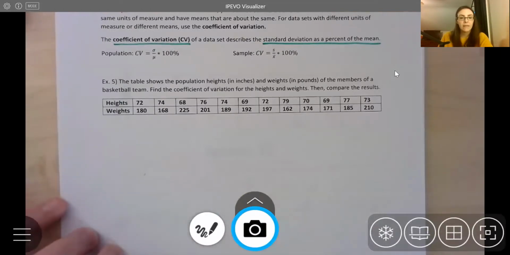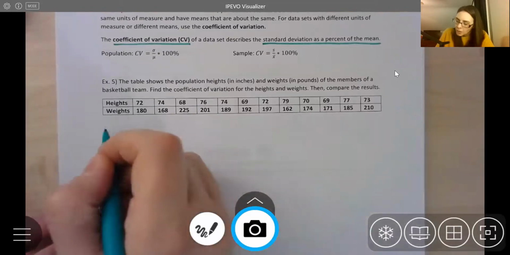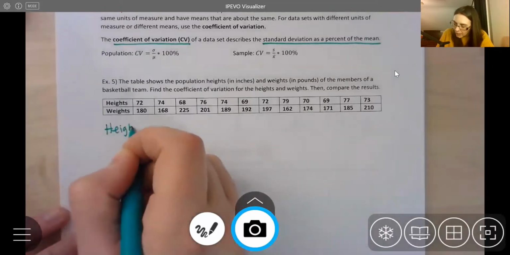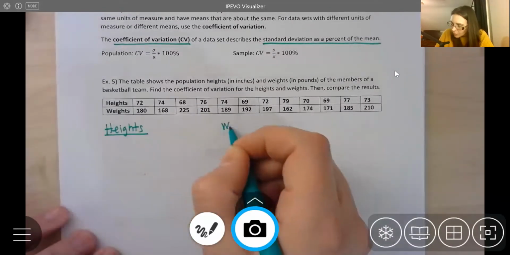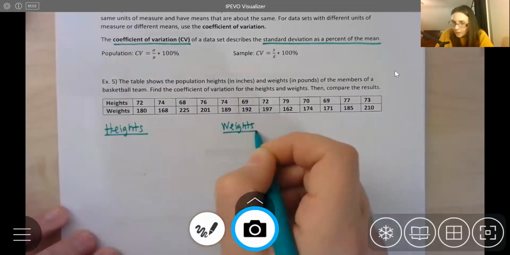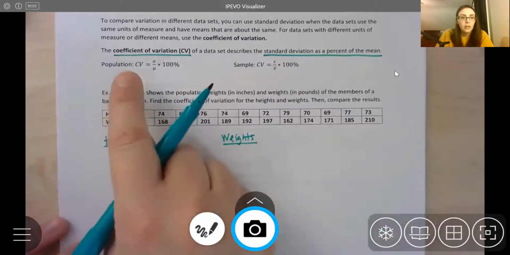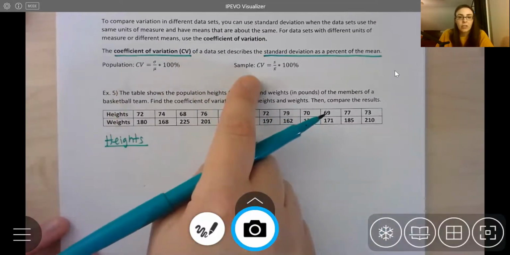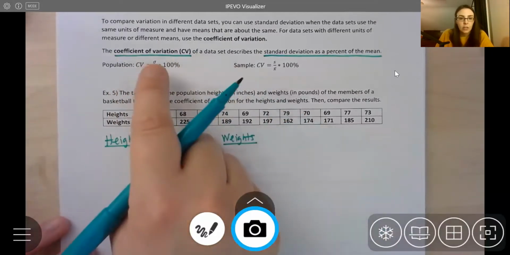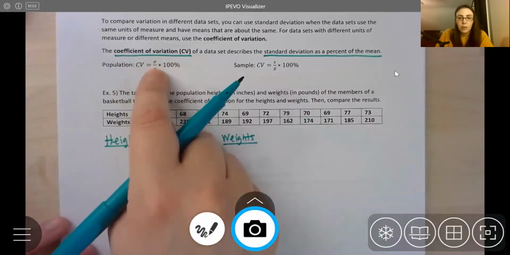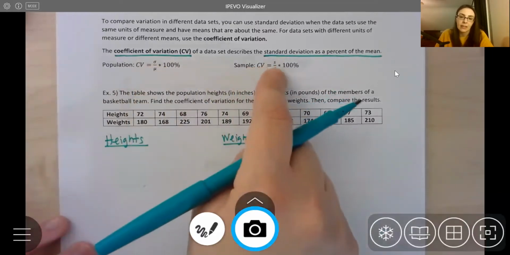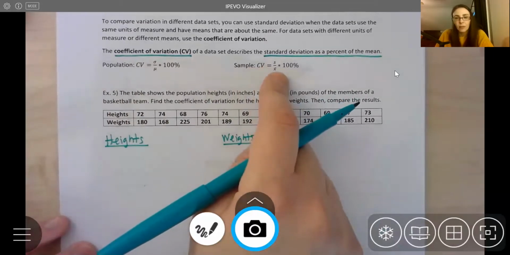All right, so example 5. The table shows the population heights in inches and weights in pounds of the members of a basketball team. We want to find the coefficient of variation for the heights and the weights and then compare the results. So we're going to do each of them separately. Now notice in the formula, for population and sample, they're actually the same formula, just the notation is different. We're using sigma and mu for the standard deviation and the mean, and here we're using S and x bar, but the formulas are the same.